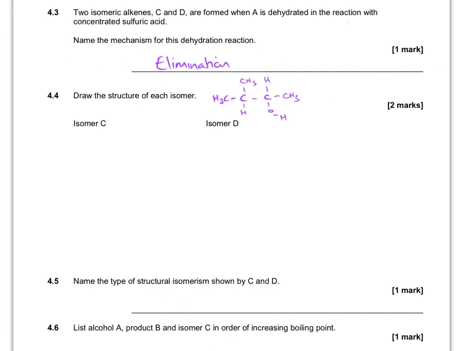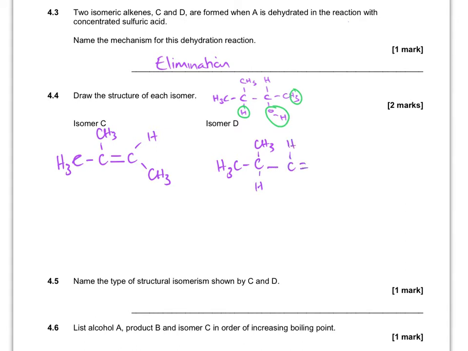Draw the structure of each isomer. Okay, so when this is removed, it can either take one of these hydrogens or one of these hydrogens, and depending on which side it is going to depend where the double bond is. So that is one option, and this would be the other option. So this time I'm leaving that one in, and the double bond is going to be here.